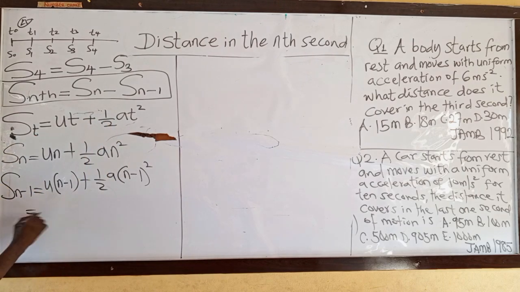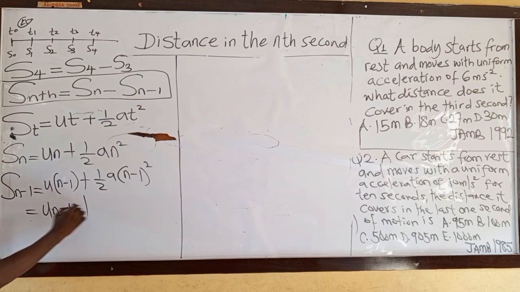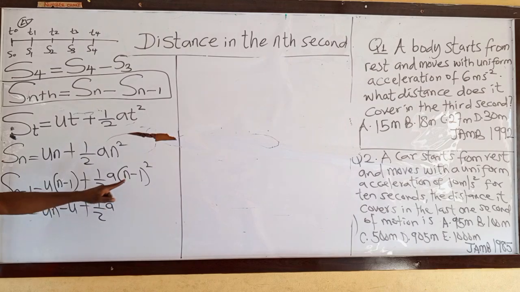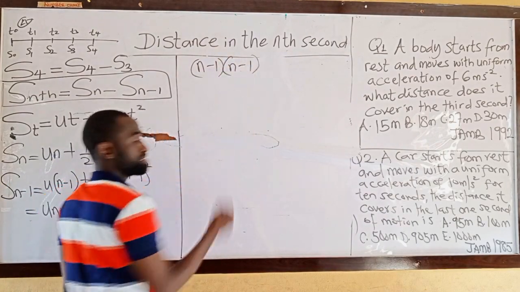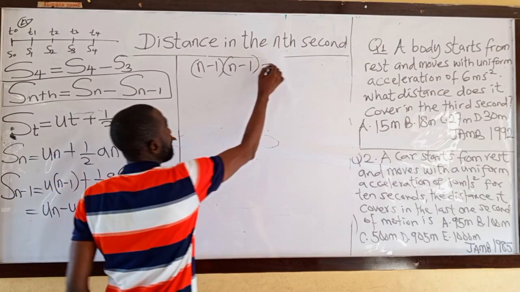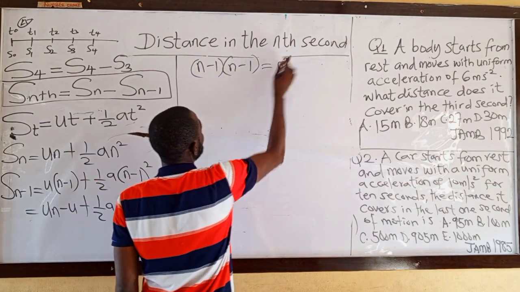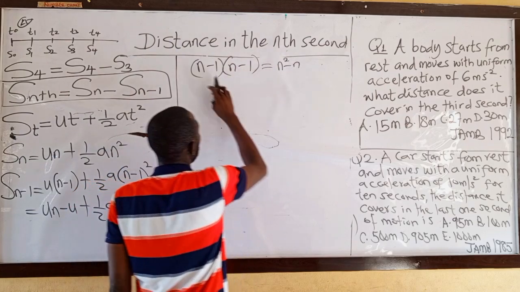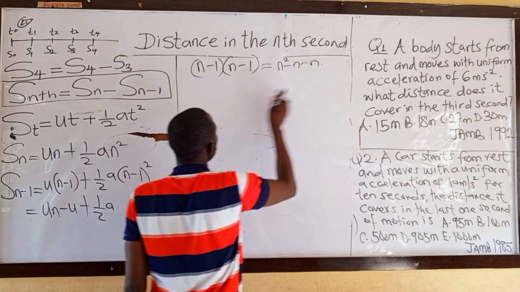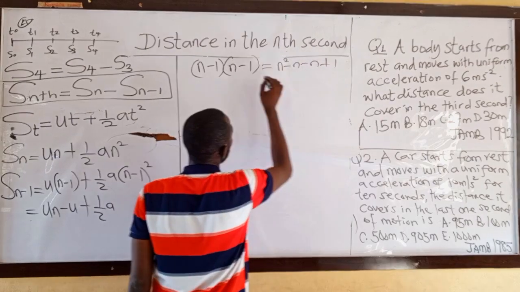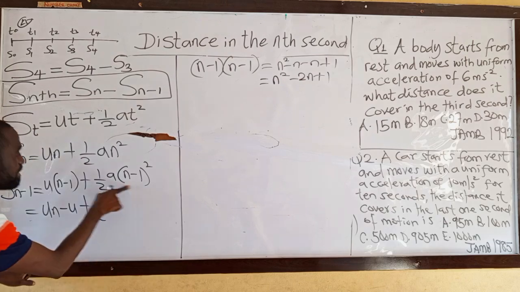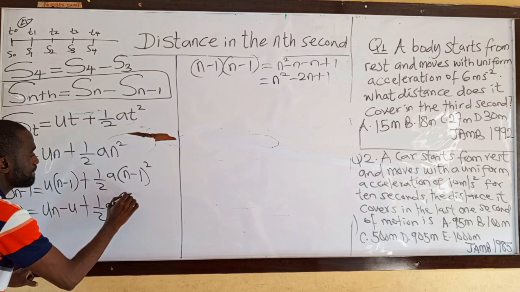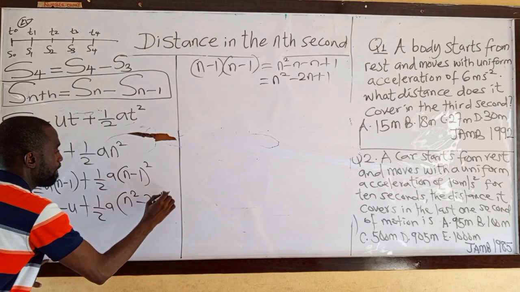So let us open this bracket. It will now be u times n, which is un, u times minus 1, which is minus u, then plus half a times n minus 1 squared. Look at this: I have (n minus 1)(n minus 1). This is n minus 1 squared. So let us open this bracket. n times n is n squared, n times minus 1, plus minus 1 times n, plus minus 1 times minus 1 is plus 1. So this becomes n squared minus 2n plus 1.